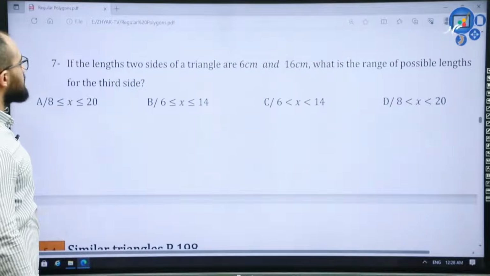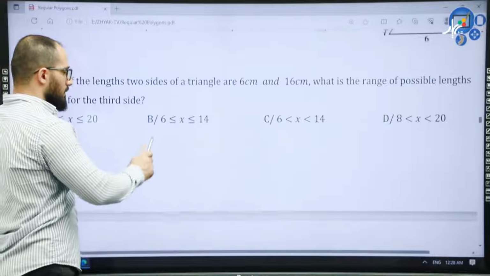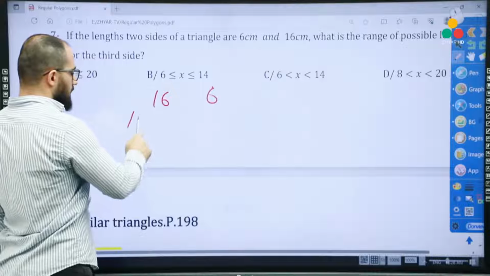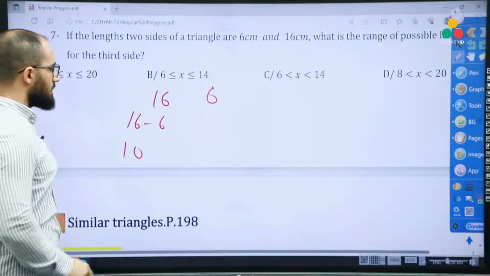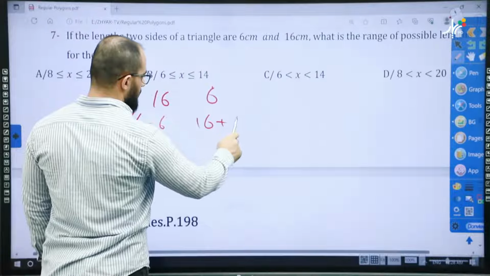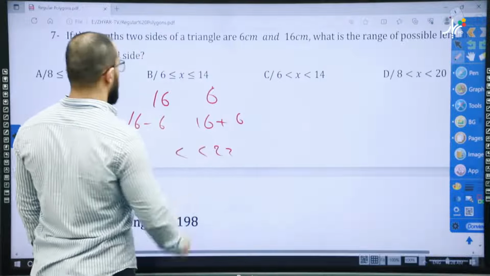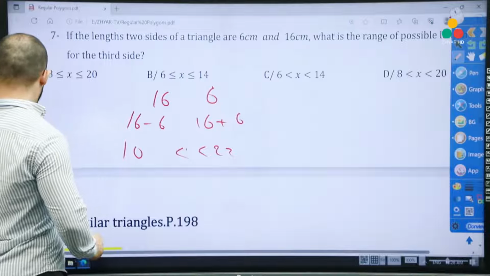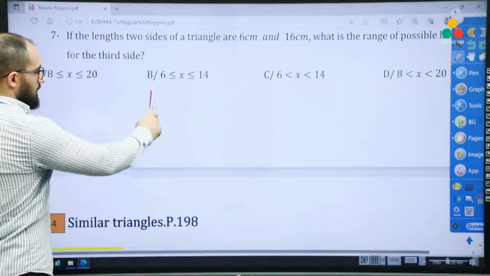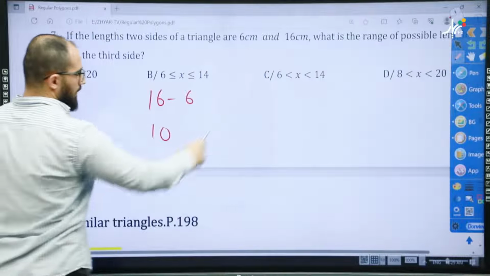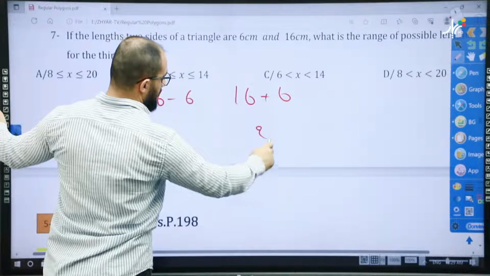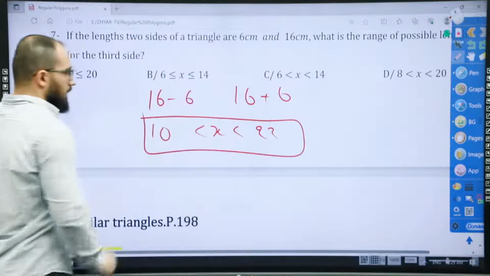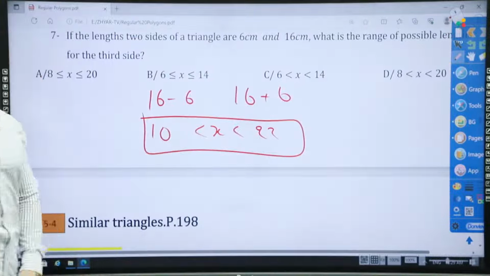And the last question: again, we have a side length of 16 and 6. So 16 minus 6 is equal to 10, and 16 plus 6 is equal to 22. So x is between 10 and 22. I think the correct answer is not included here, so the correct answer is that solution: x is between 10 and 22.